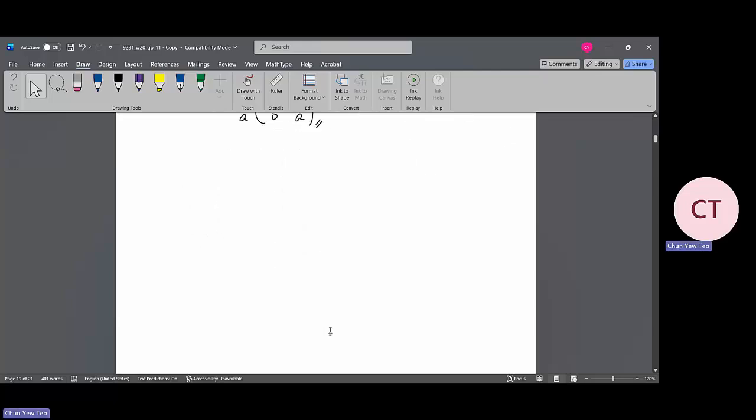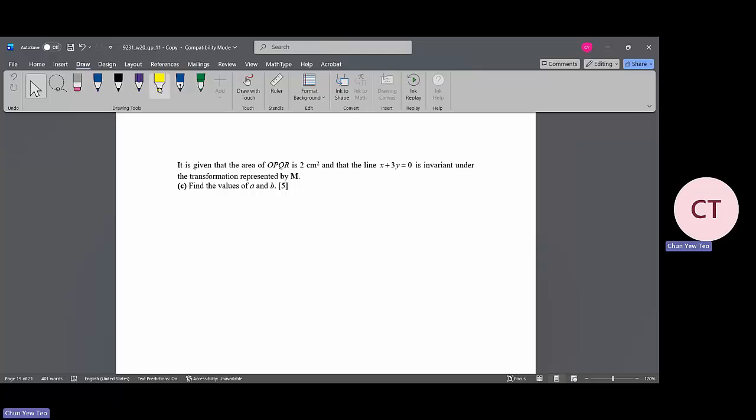Move on, we have question C. It is given that the area of the image is 2 cm², and the line x plus 3y equals 0 is invariant under the transformation by M. Okay, so they mentioned that x plus 3y equals 0 is an invariant line. Find the values of A and B. So we start from here.